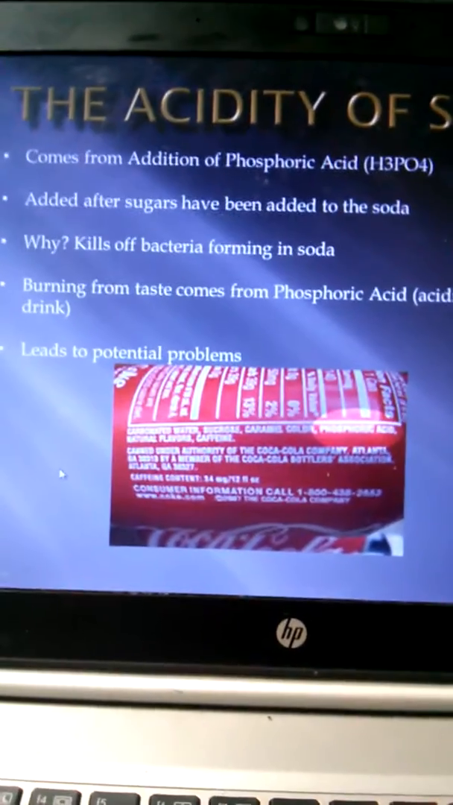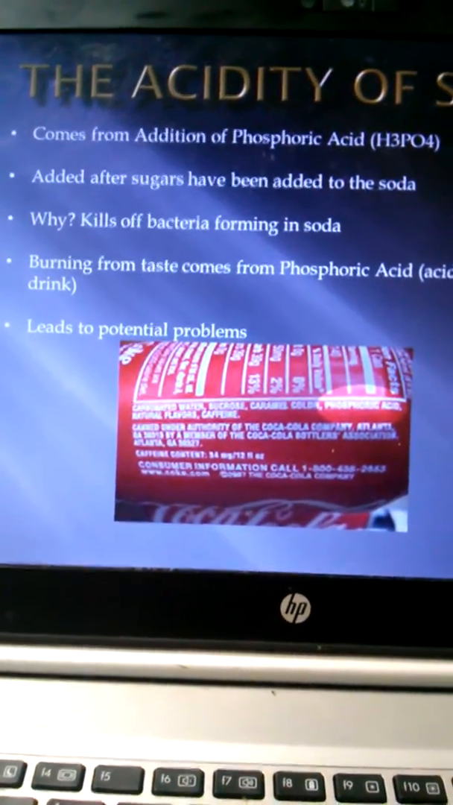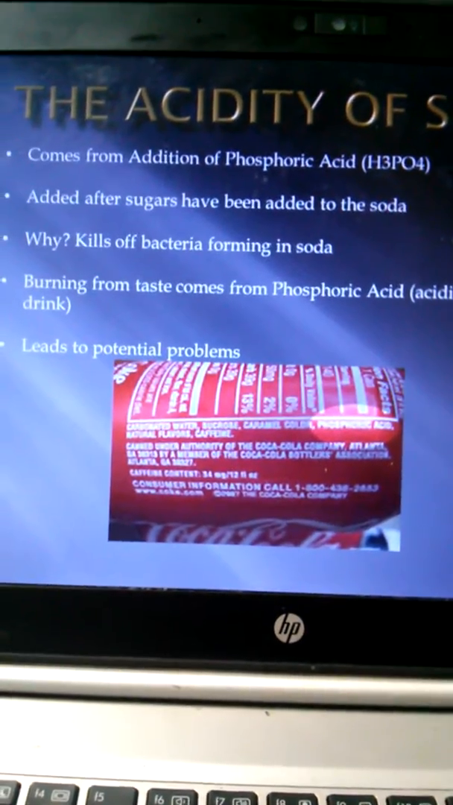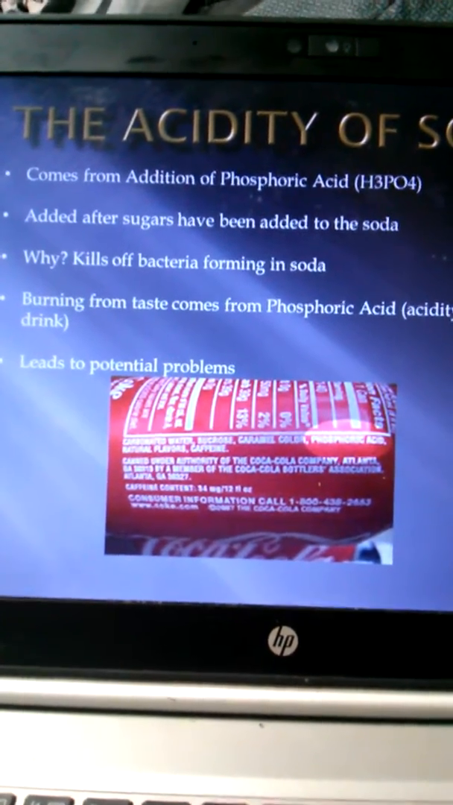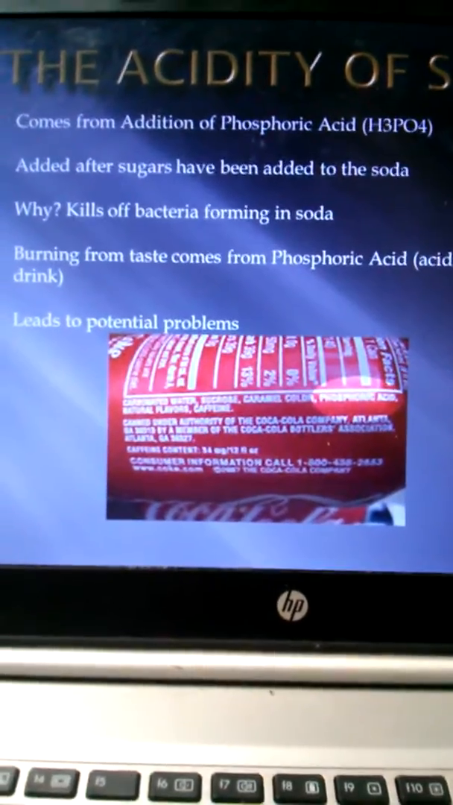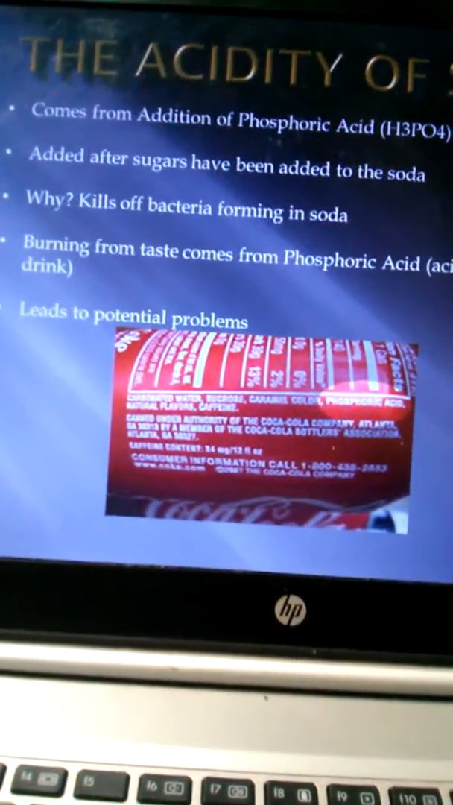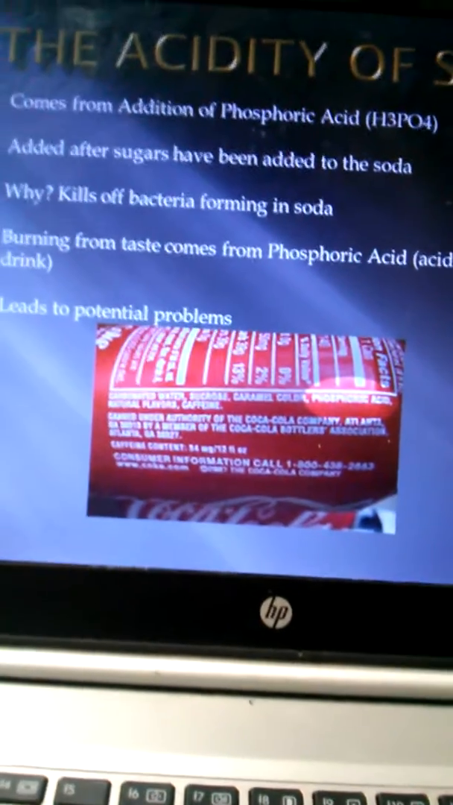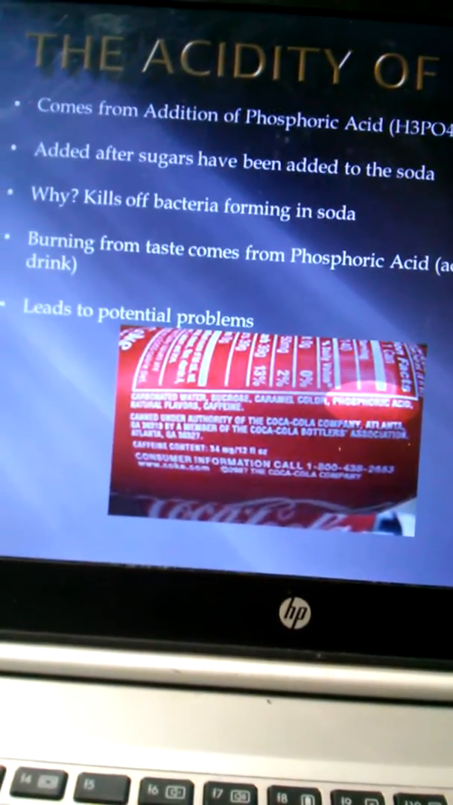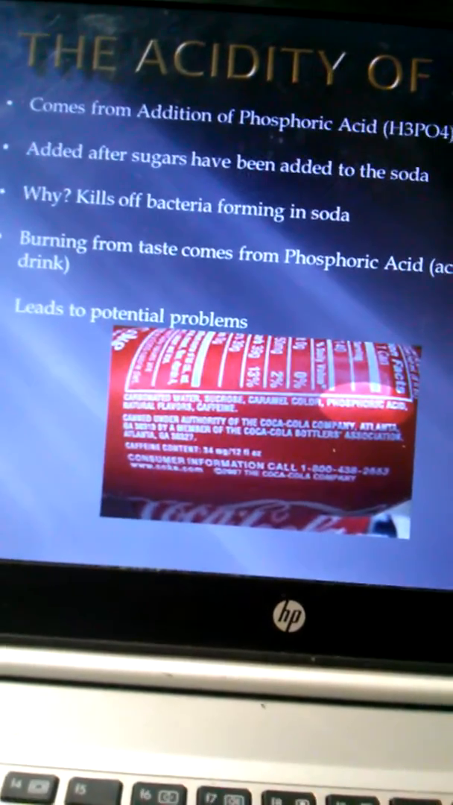The acidity of soda, interestingly enough, is not all from the carbonic acid. It actually comes from phosphoric acid, which is H3PO4. The reason we add it is because it kills off bacteria. Bacteria actually forms in sugar solutions, so this acid is added because it is able to kill all the bacteria that forms.